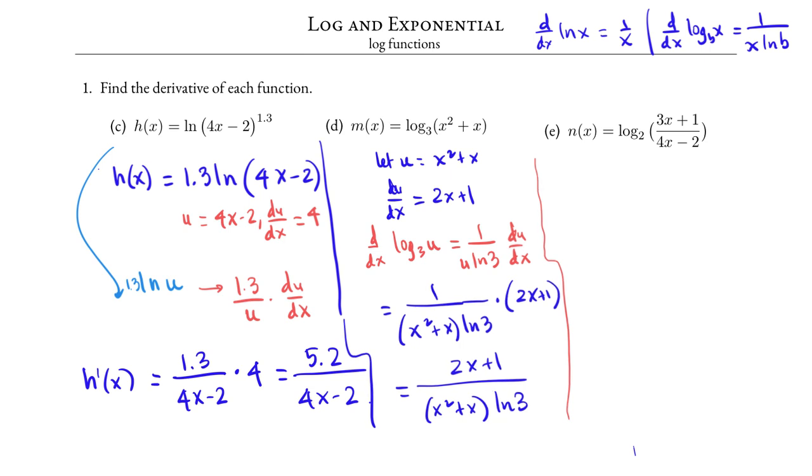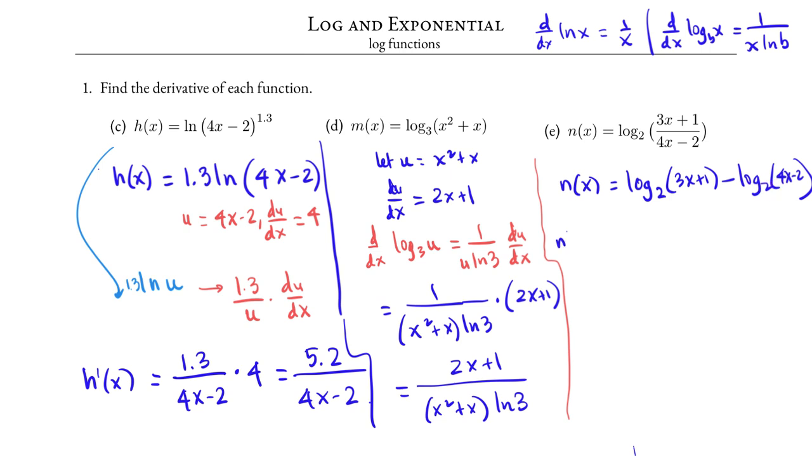Lastly, for n of x, the inside function is a quotient. However, we will avoid working with the quotient rule if we rewrite n of x using the logarithmic property. The log of a quotient is the difference of the logs. And so this is log base 2 of 3x plus 1 minus log base 2 of 4x minus 2. We will need to use the chain rule for each of the terms.